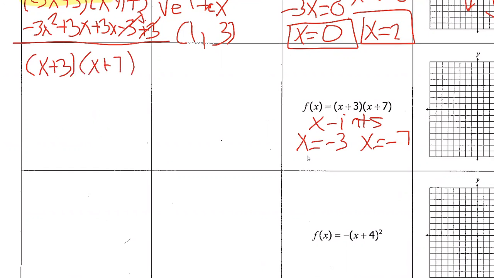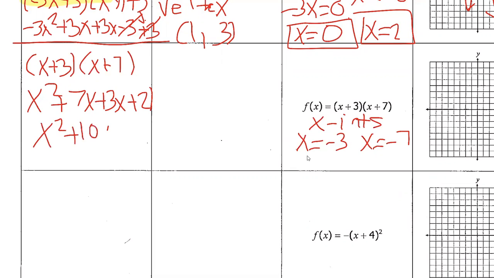This one's actually not too bad. With the FOIL, there's not a lot of stuff on the outside or anything added or subtracted, so it's not too bad. That would be x² + 7x + 3x + 21. So then just clean this up a little bit. That would be x² + 10x + 21. So if you want, your y-intercept would be (0, 21), your constant 21 in this case.